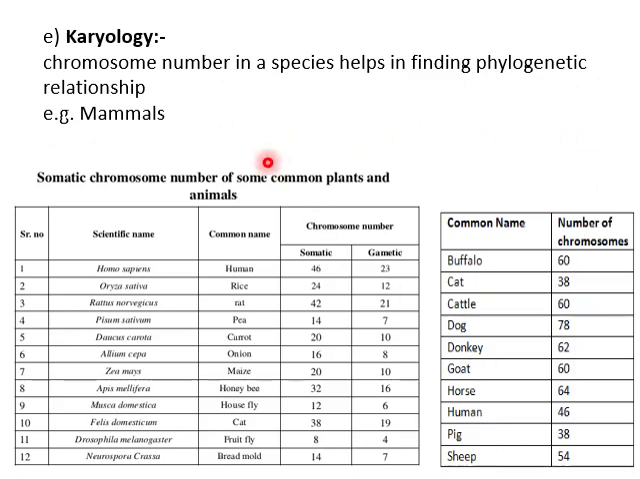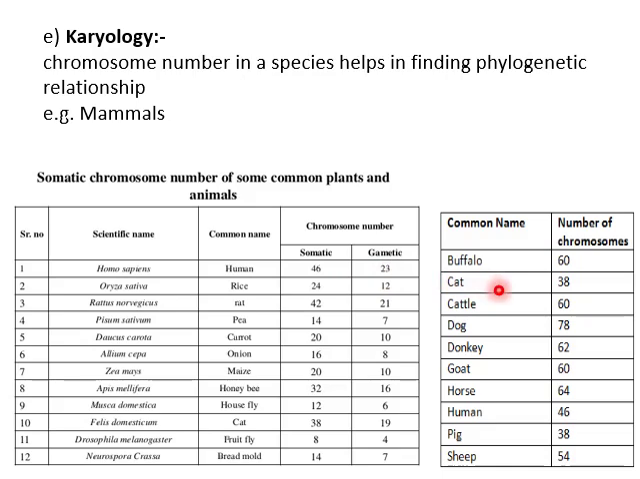If we talk about karyology, we have already discussed that karyology means the number of chromosomes, size of chromosomes, and shape of chromosomes. Here are the different examples of somatic chromosomes. First of all, if we talk about humans, you can see that there are 46 somatic chromosomes, that is 23 pairs.